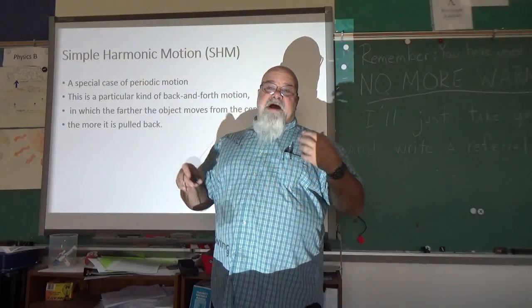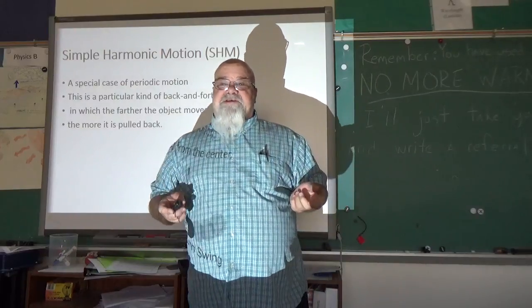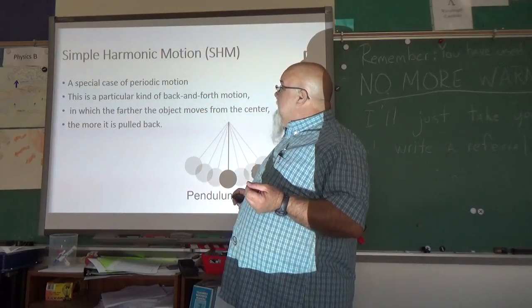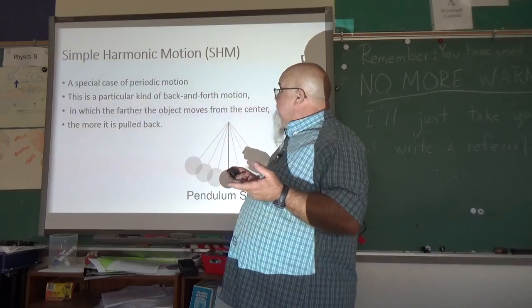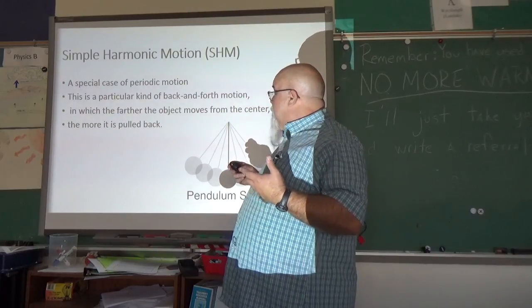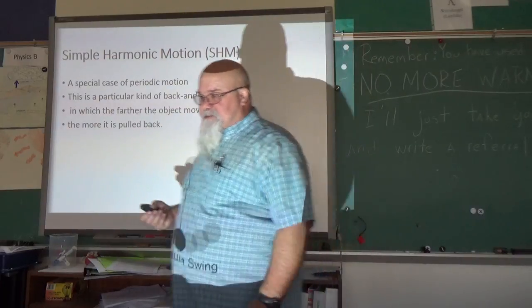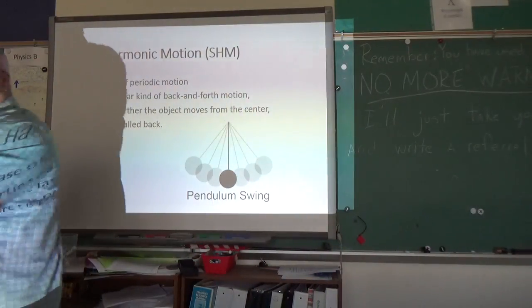What we're getting onto now is, now that we know what a period is, we're going to talk about simple harmonic motion. It's a different kind of case of periodic motion. Usually it's back and forth or up and down. And what it is, the object moves from a neutral place. We were just playing with our springs.